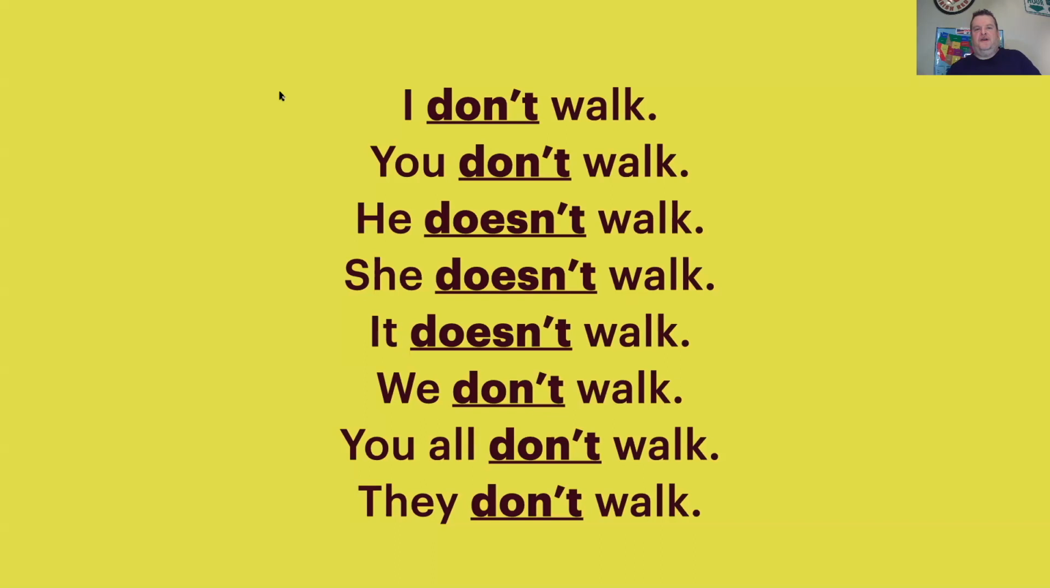So let's see how that looks. One more time, it's that third person singular that's going to stick out, be the sore thumb, be the outsider at the party. All the other forms, it will be don't. But in that third person singular, it's going to be doesn't.